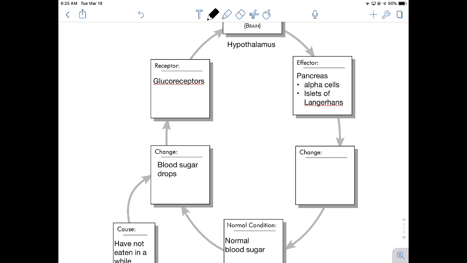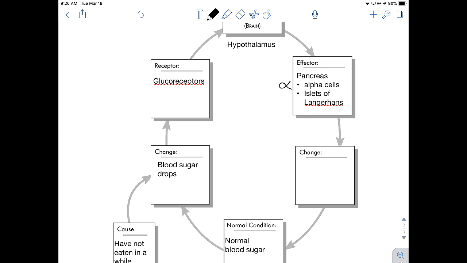You sometimes see alpha cells like that. Sort of a little fish, but more like an egg. These alpha cells are able to produce glucagon, which is a chemical that can break down glycogen. So they release that glucagon.